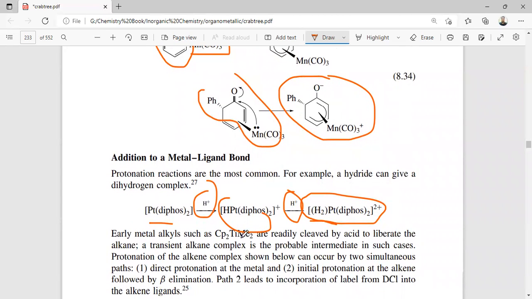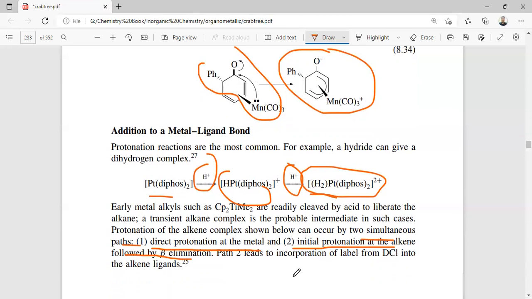All the metal alkyls, such as Cp2TiMe2, are readily cleaved by acid to liberate the alkane. A transition metal alkane complex is a more probable intermediate in such cases. The protonation of the alkene complex shown below can occur by two simultaneous paths. One is direct protonation at the metal, and the other is initial protonation at the alkene, followed by beta elimination. So this reaction can go via these two possible paths: direct protonation at the metal center, and protonation at the alkene moiety followed by beta elimination. So path 2 leads to the conversion of the label from DCl into the alkene.